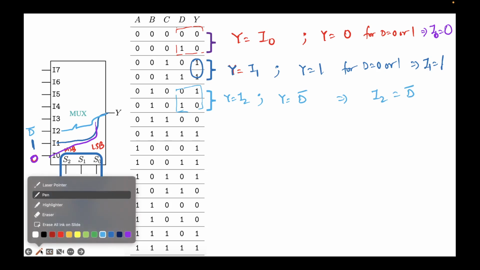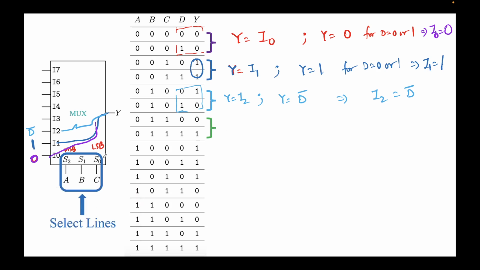Okay, for the next case, which is dark green, again this will be the pathway. So we'll say Y equal to I3 in color green. Let's consider this one. You can see that Y is nothing but whatever D is. If D is 0, Y is 0, D is 1, Y is 1. So Y equal to D. This implies I3 must be equal to D. So this value we obtain as D.